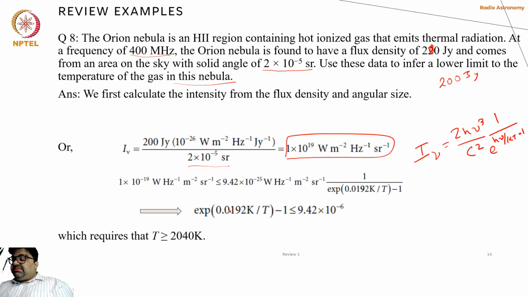So if you substitute everything in, just remember this value of I nu is less than or equal to this Planck's equation given by that. And so that gives you an upper limit, a lower limit for the temperature of the gas, which is 2040 Kelvin. Okay.